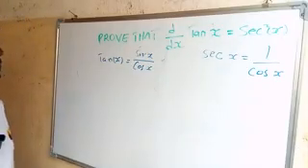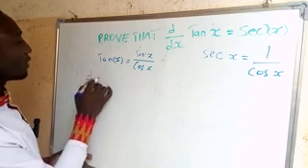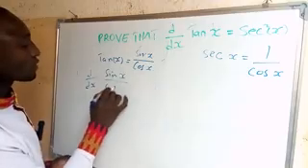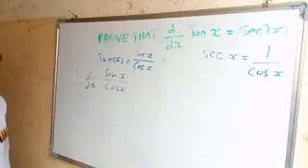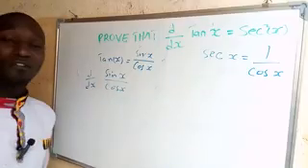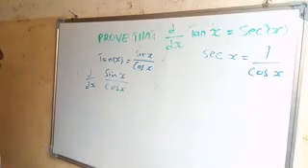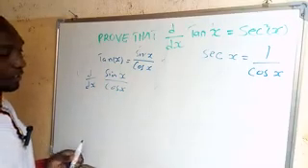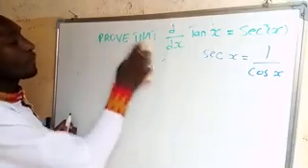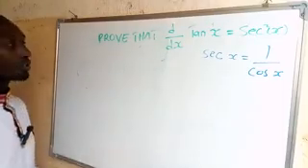Let's go. Now, d over dx of sin x over cos x. Now, we said that when we want to get the derivative of a function that involves a quotient, we use the quotient rule. Now, what do we mean by quotient rule?